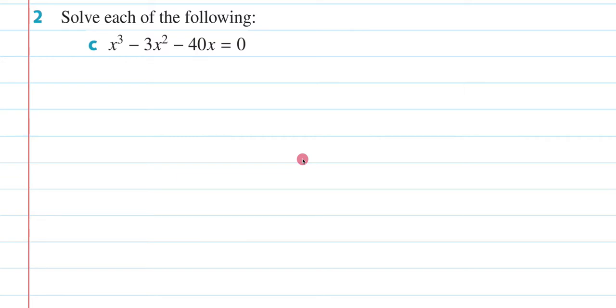We are going through exercise 6D, and in this video we'll be answering question 2C, which says solve each of the following. So here is the equation before us. Before we can use our null factor law, we first need to factorize this. You should immediately notice that in each of these terms we have a common factor of x. So the very first thing that we're going to do is take that x to the front. So I'm going to have x, then x squared minus 3x minus 40 equals 0.